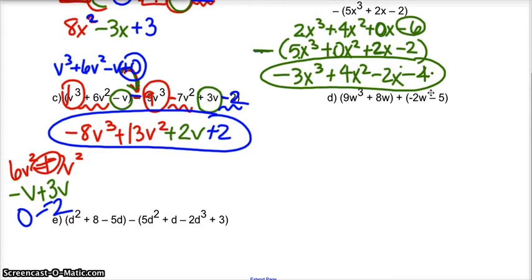The answer will work out the same whether we do it horizontally like I did in letter C or vertically like I did in letter B. The biggest and the hardest part is just keeping track of that negative. Go ahead, pause the video, try letter D, and try letter E.